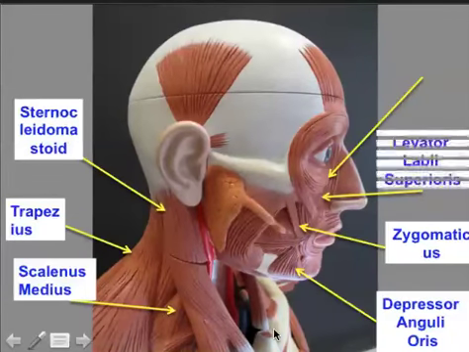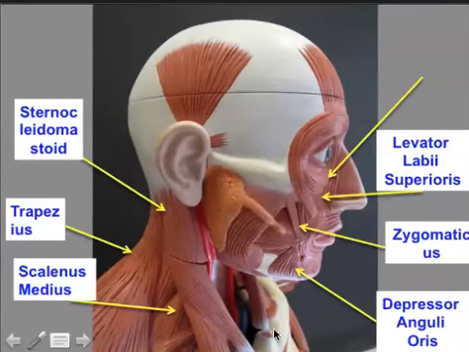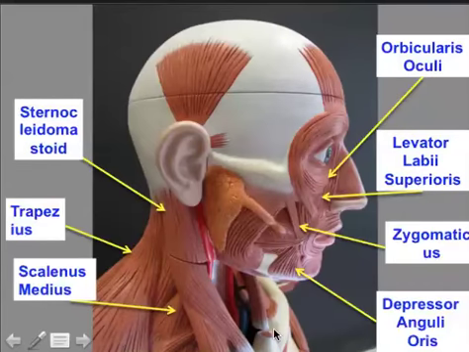This is the levator labii superioris. Now, if you didn't know anything about that muscle except for its name, what would you think that it does? The answer is it elevates the upper lip. Right there in the name for you. And this, of course, is the orbicularis oculi, and it helps open and close the eyelids.